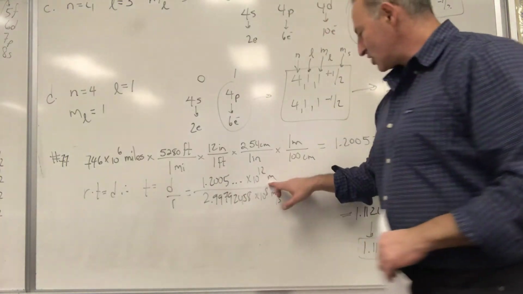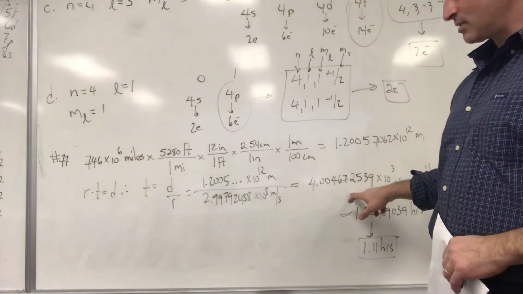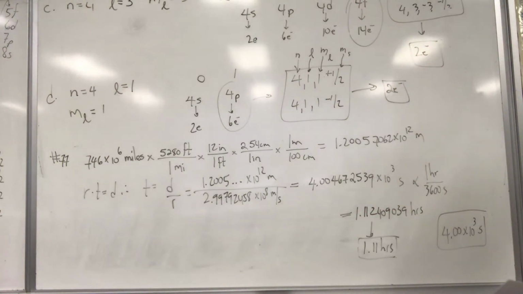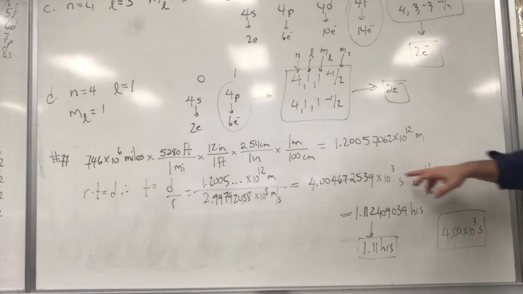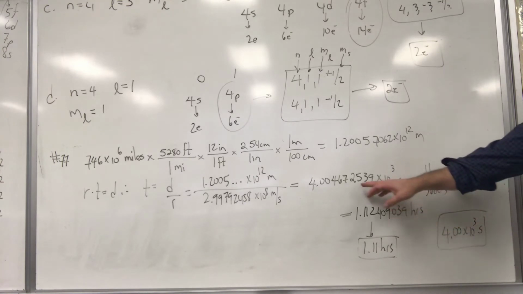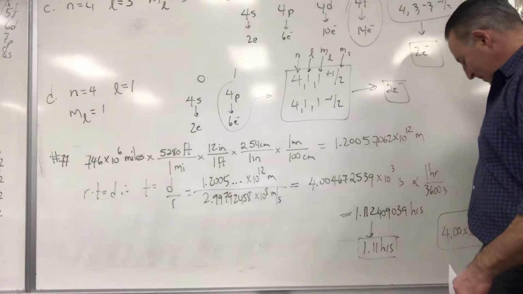Here's the distance we just converted to. There's the speed of light. And that's how many seconds it would take for that beam of radio wave energy to reach the Earth from Saturn, from the satellite. And then we converted it from seconds into hours, and you get 1.11 hours. Or if you prefer, you can just state it as seconds, 4.00 times 10 to the 3 seconds.